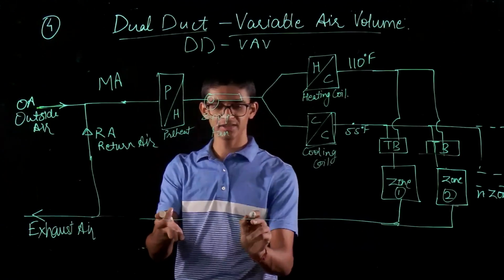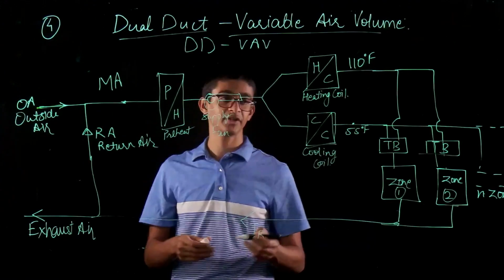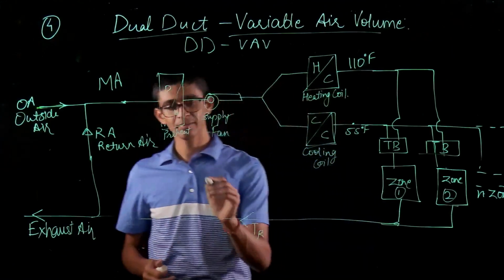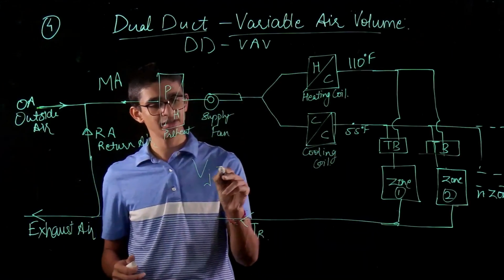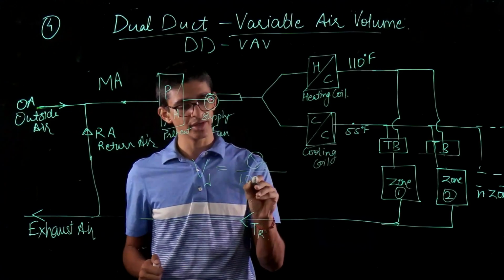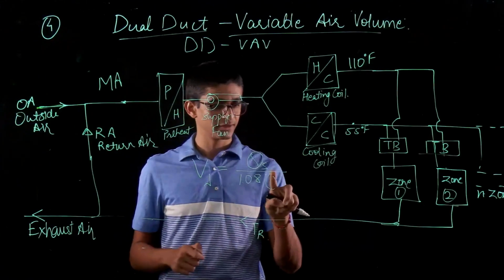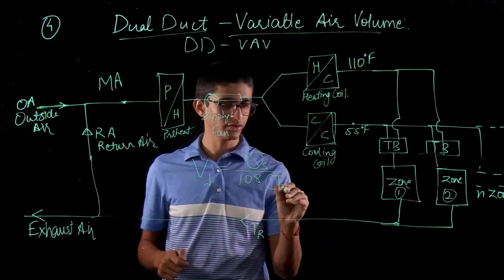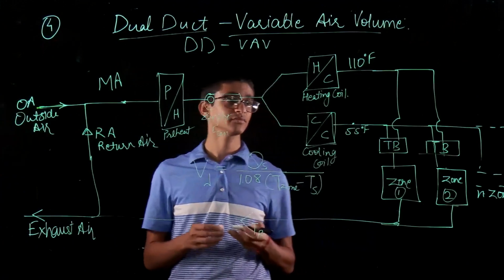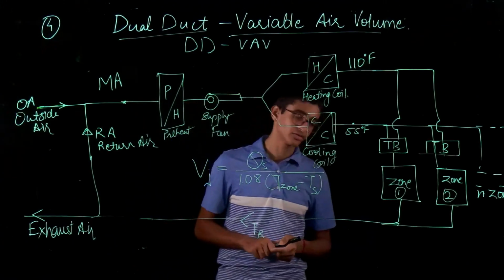So this is the return air which will have some temperature of TR, and the amount of air which will be mixed will be again based on a formula which is called VJ equals QS upon 1.08 times T of the zone minus T of the supply. Okay, I hope you have understood it.